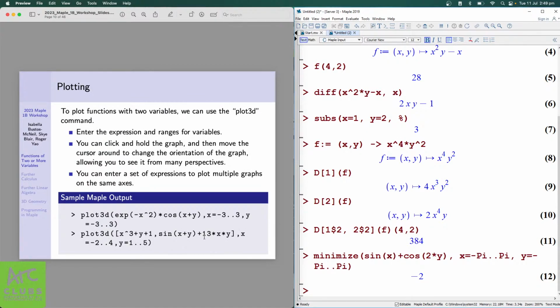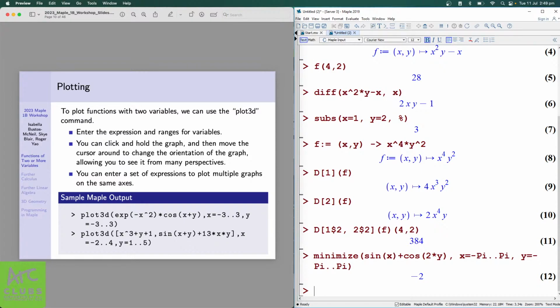To plot functions with 2 variables, we can use the plot3d command. And so what we want to do is enter the expression and ranges for the variables. And then we can click and hold the graph and move the cursor around to change the orientation, so we can see it from multiple perspectives. We can also enter a set of expressions to plot multiple graphs on the same axes.